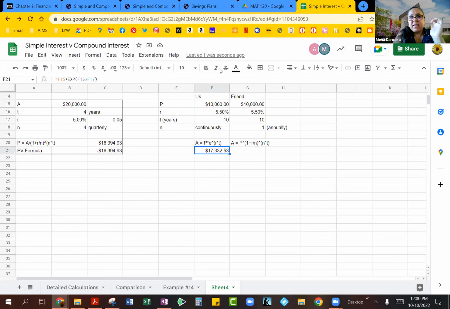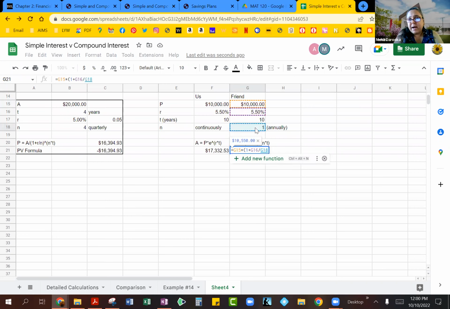Now, for the compounded annually for our friend, again, if you're using the formula, you can do equal to. His principal was also $10,000. Make sure you have a multiplication symbol after that. Open parentheses, 1 plus, again, your rate. But this time we have a compounding period. It's compounded annually, so compounded one time. So divide by 1, close parentheses. And then we're going to raise this, open parentheses again, to N times T. So 1 times 10 years.